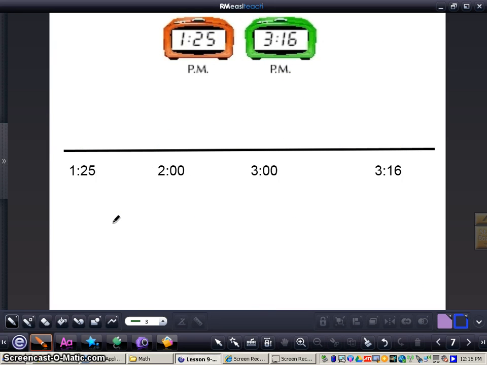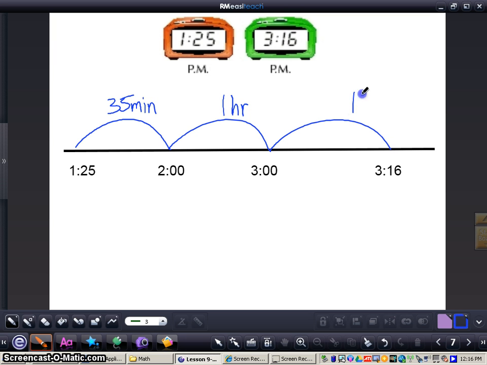Okay, we're going to take a look at one last problem like this. Now we have 1:25 p.m. to 3:16 p.m. So we'll set up a timeline just like this, 1:25 to 2 o'clock, that's 35 minutes. 2 o'clock to 3 o'clock, that's 1 hour. 3 o'clock to 3:16, that's 16 minutes.